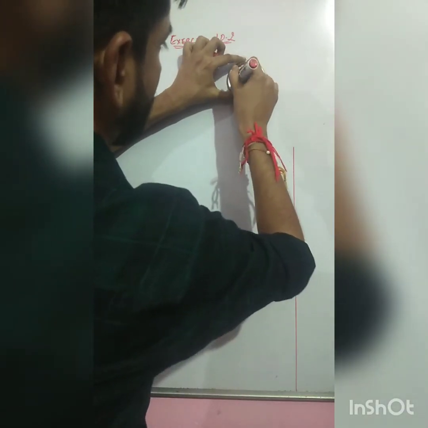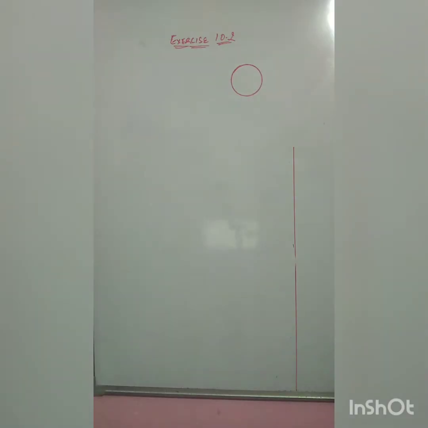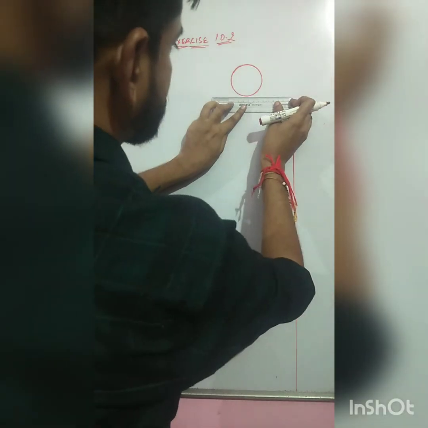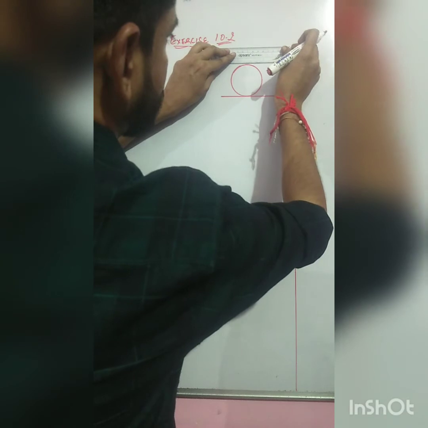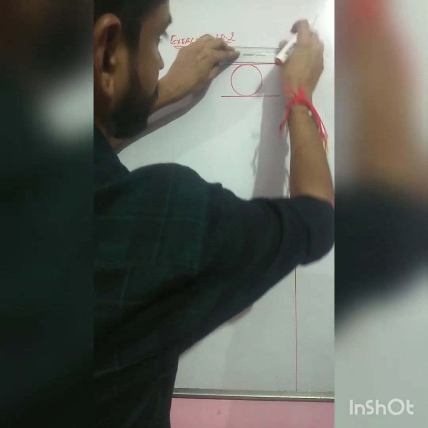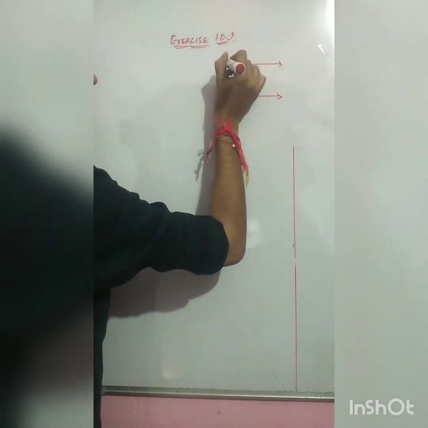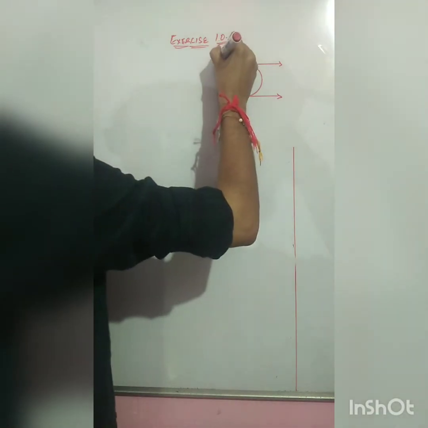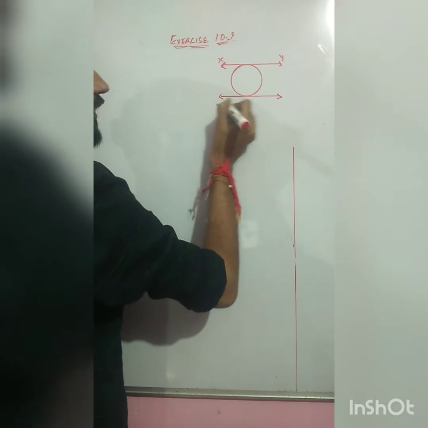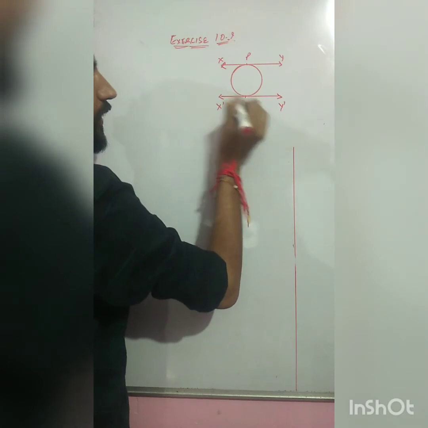I am just using a simple ring to draw the circle. Now we are given that there are two tangents like this. Use the scale to draw the parallel tangents. These tangents are given as XY and X dash Y dash, which are touching the circle at points P and Q.